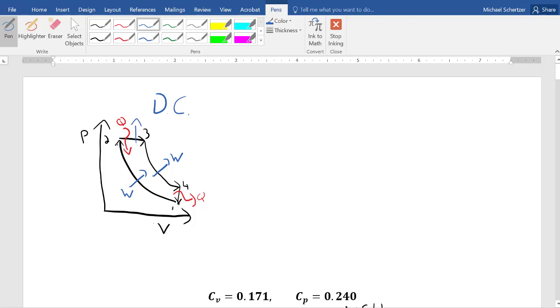And the unique thing about this diesel cycle, what makes a diesel cycle, is that this heat addition happens at constant pressure. And that makes our life a little bit harder because we've got this two-stage power stroke. We're getting work out here and we're getting work out here, right?